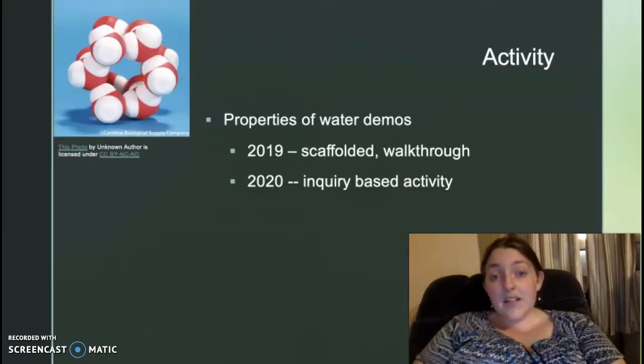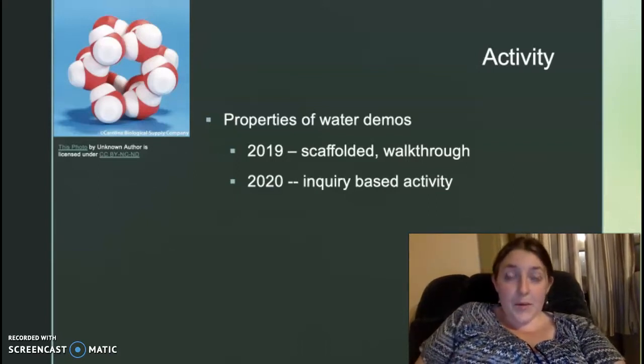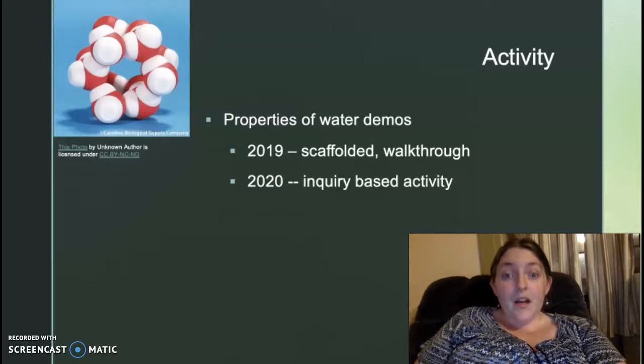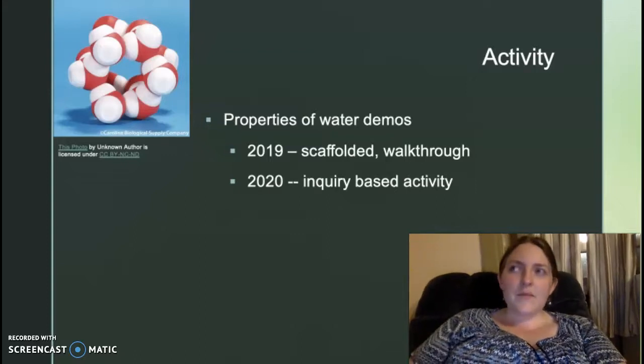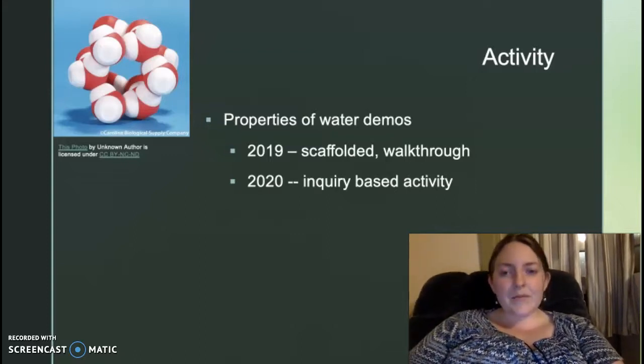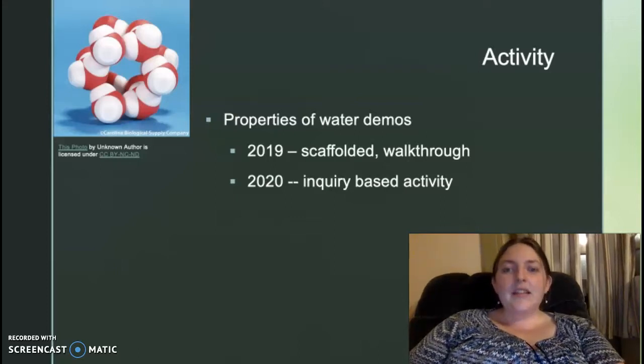The activity itself was a big demo activity for the first unit of the year, and that's the properties of water activity. Throughout the unit, they've been learning about the properties of water and what causes them, and learning about bonding and atoms and polarity. And now they really get to look at that and see how that works.